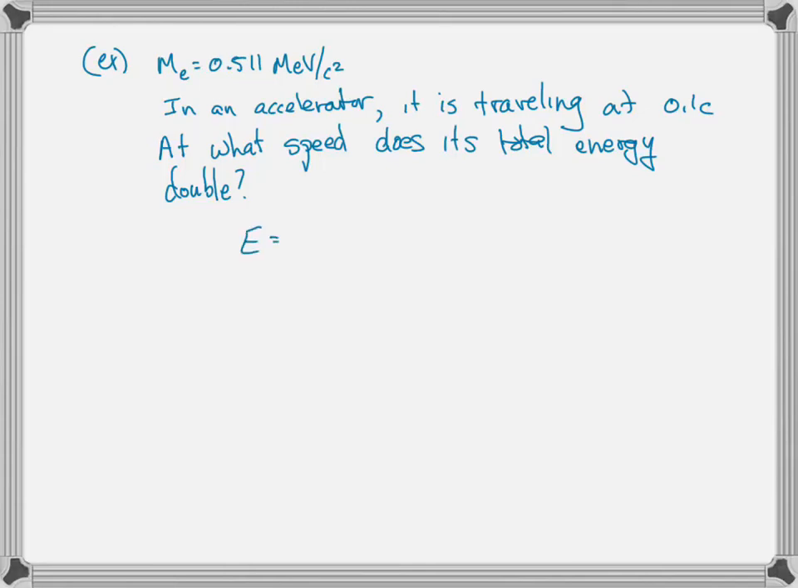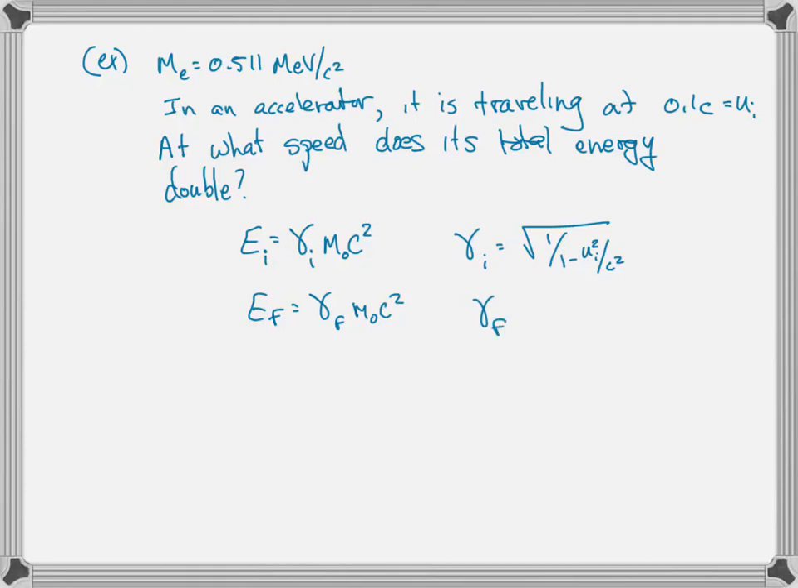Well, total energy is gamma m0 c squared, right? So initially, we can say E initial is gamma initial m0 c squared, where gamma initial is the square root of 1 over 1 minus u initial squared over c squared, right? This is the initial speed. And so E final is gamma final m0 c squared. Gamma final is the square root of 1 over 1 minus u final squared over c squared, right?